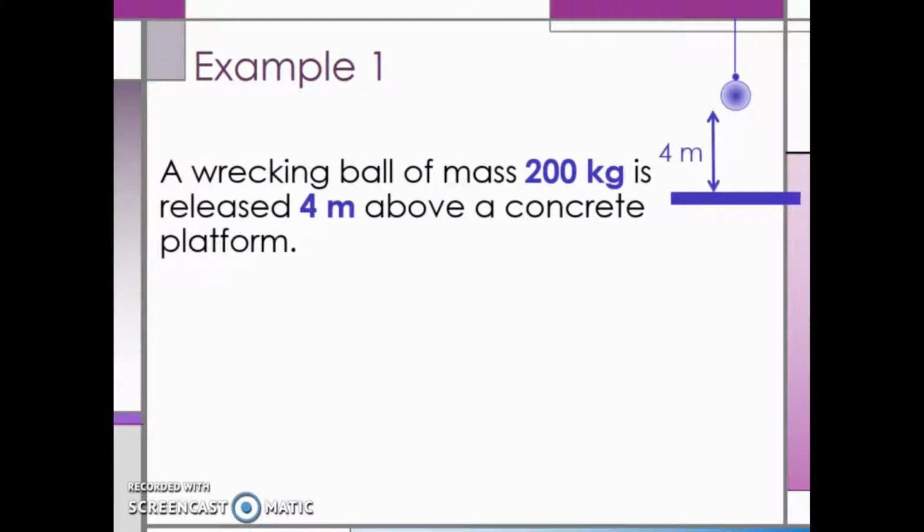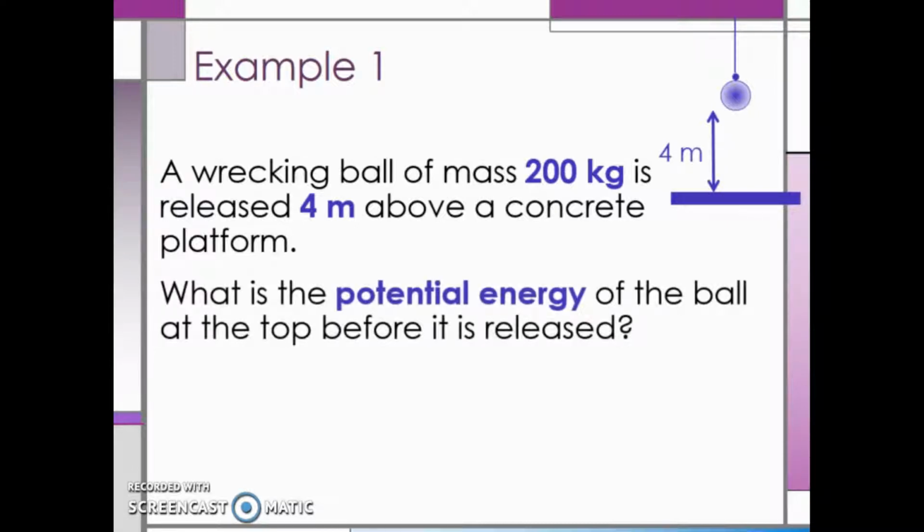In the previous video, we looked at several examples relating to conservation of energy. Now we will go through how to solve problems relating to conservation of energy. In our first example, we have a wrecking ball of mass 200 kilograms that is released 4 meters above a concrete platform. We want to know what is the potential energy of the ball at the top before it's released.